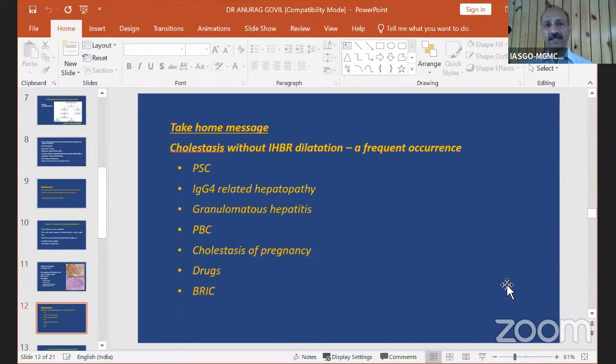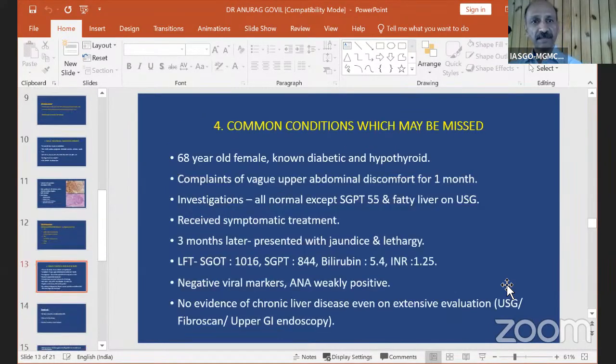So here the message is that if you have clinical cholestasis, but there is no IHBR dilatation, there's a huge list of differential diagnoses. But some common ones are PSC, IgG4 that we just talked about, granulomatous hepatitis, primary biliary cirrhosis, cholestasis of pregnancy, some drugs, and benign recurrent intrahepatic cholestasis.